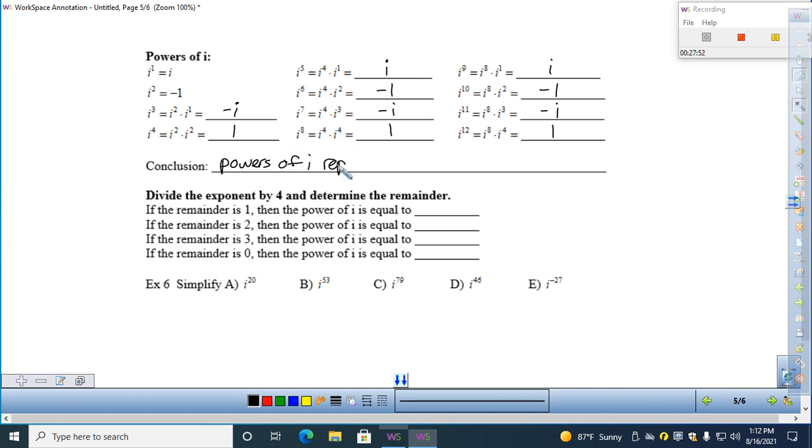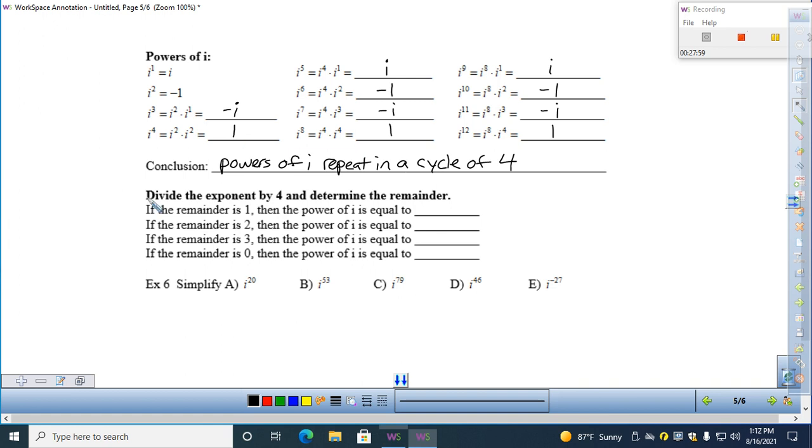repeat in a cycle of 4. And our cycle is i, -1, -i, 1. I'll repeat that: i, -1, -i, 1. So if I wanted to know i to any power, all I need to know is where in this cycle of 4 it would be. Would it be here? It's i. If it's here, it's -1. If it's here, it's -i. And if it's here, it's 1.